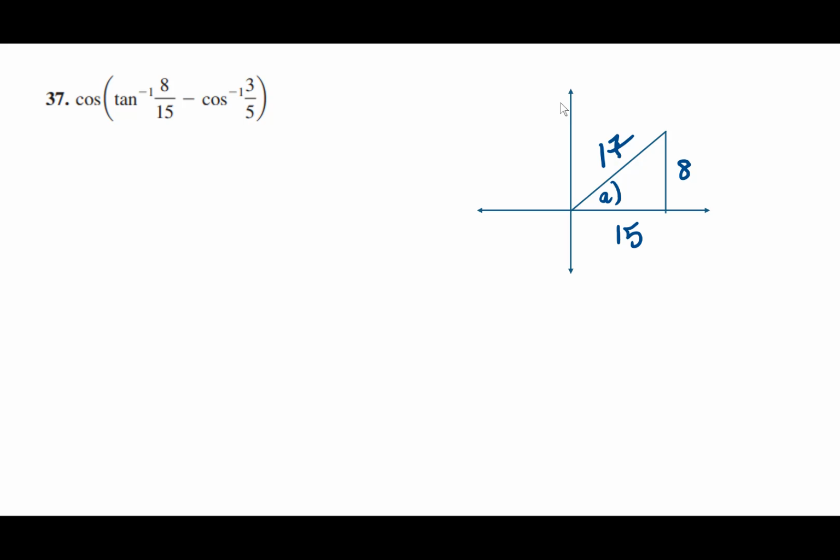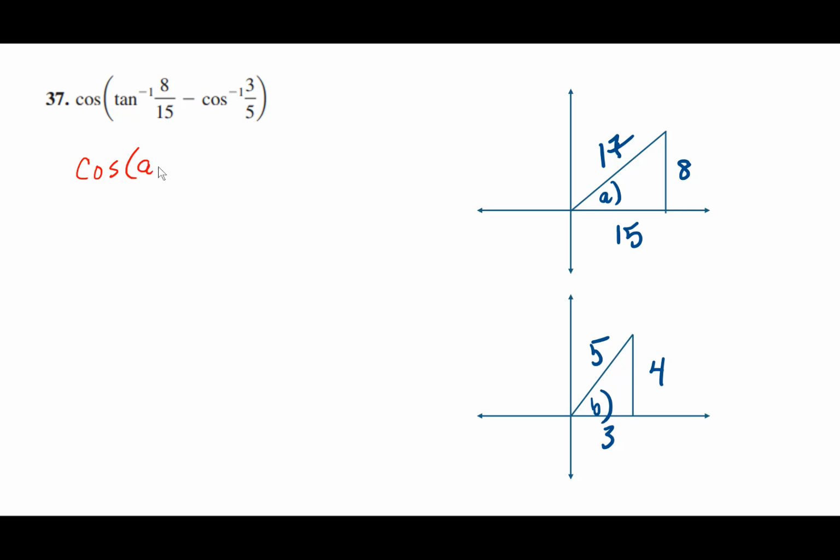And then for inverse cosine 3/5, that angle is in the first quadrant. It has a cosine of 3/5, so adjacent over hypotenuse. And if you use the Pythagorean theorem, you get the other side, which is 4. I'm going to call that angle B. So basically, all I'm doing is taking the cosine of A minus B. And remember, the formula for that is just cosine A cosine B plus sine A sine B.